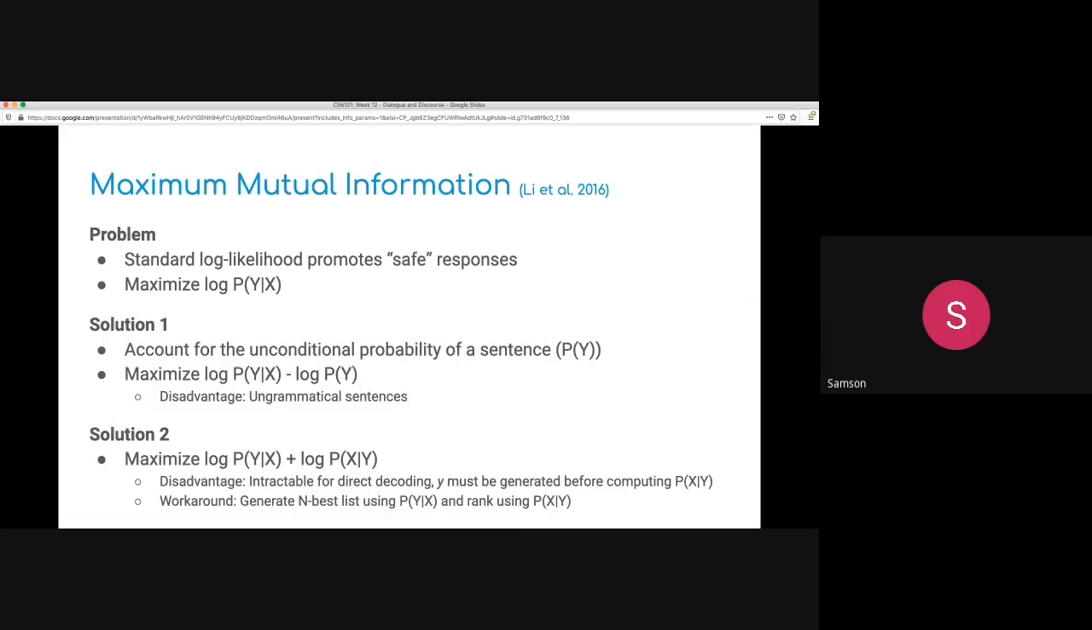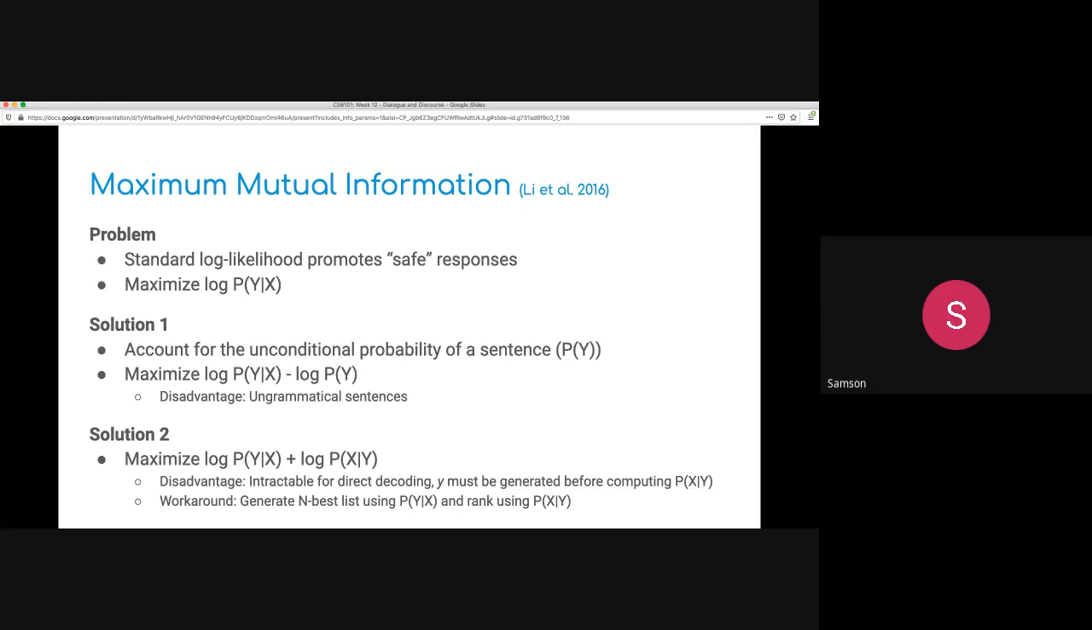And that is because of the way that we usually train models, in the maximum likelihood estimation way, where you're maximizing the output given the input, right? And that promotes a lot of safe responses, because if I just give you a response that works all the time, then my Y given X probability will always be high still. But that's not what we want.